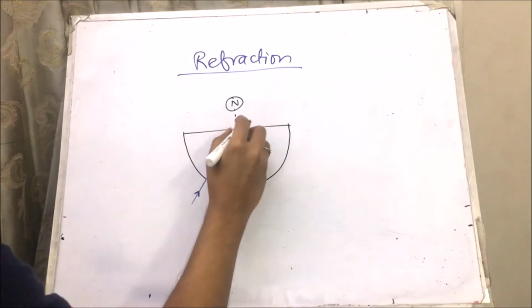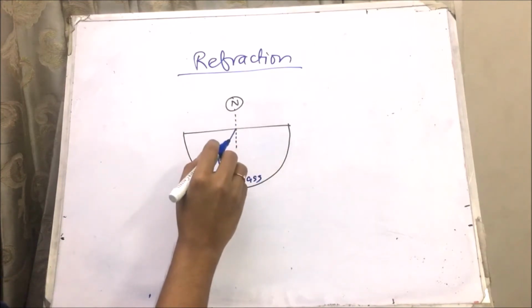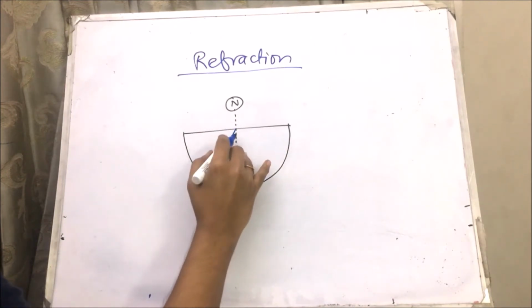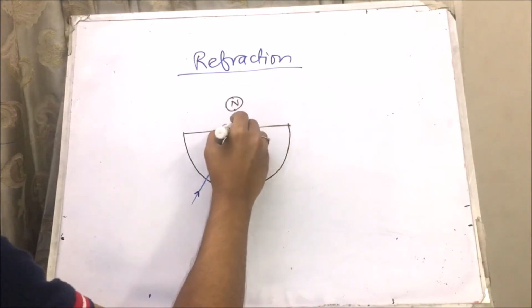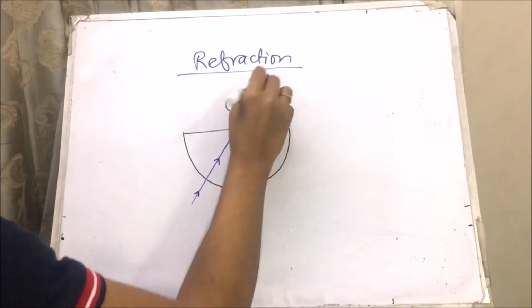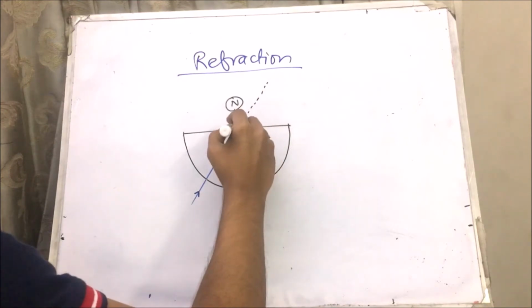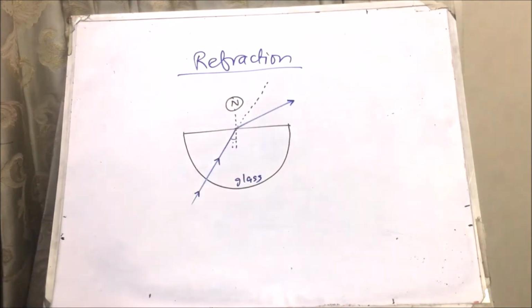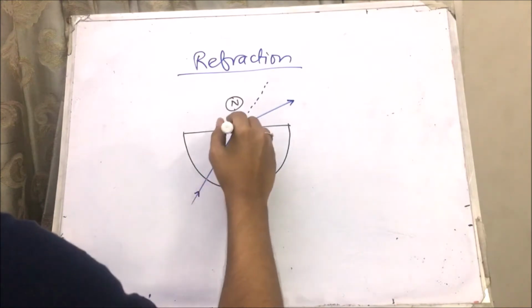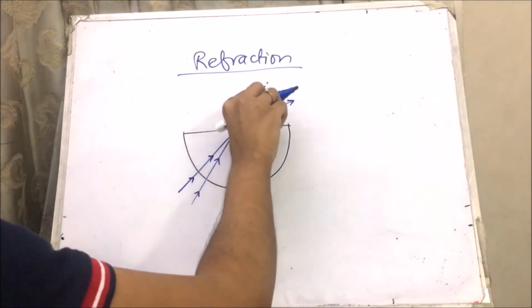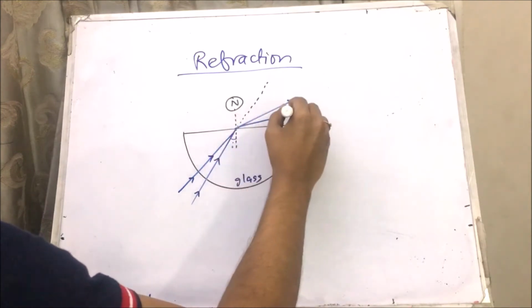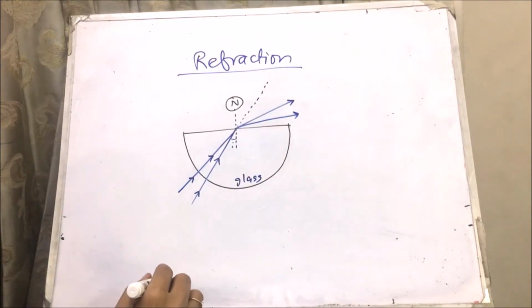But here, when it tries to exit this glass, there is some angle of incidence, right? So this light bends away from the normal. It was supposed to go like this, but it bends away from the normal and it travels like this. Similarly, if I make some wave like this, then the light will again bend like this. Outgoing light will bend like this.